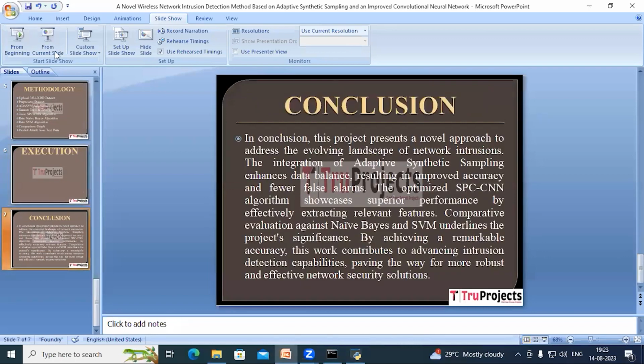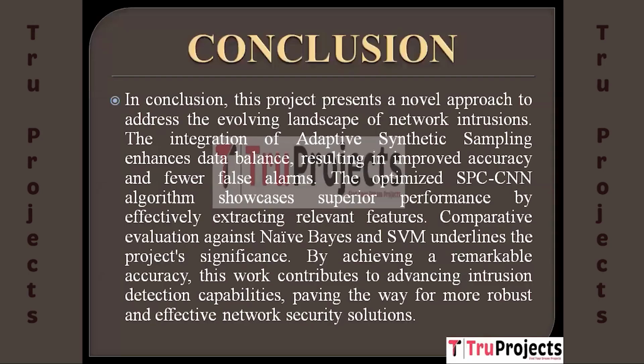The conclusion here is this project introduces a novel approach to network intrusion detection using adaptive synthetic sampling and optimized SPC CNN algorithm. This enhances data balance, improves accuracy and reduces false alarms. Comparative evaluation against naive-Bayes and SVM highlights its significance. This work contributes to advancing intrusion detection capabilities and paving the way for more robust and effective network security solutions.